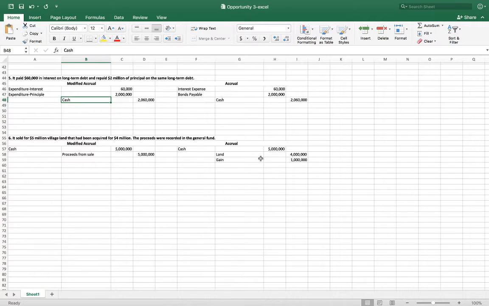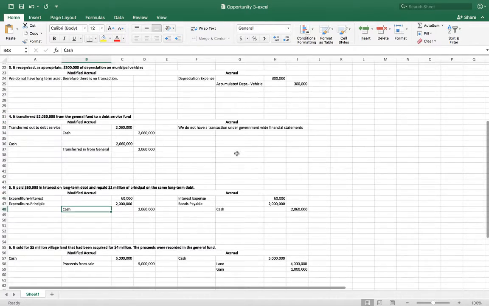So yeah, those are just a couple different transactions and the difference between the modified accrual method and the accrual method for each of them.